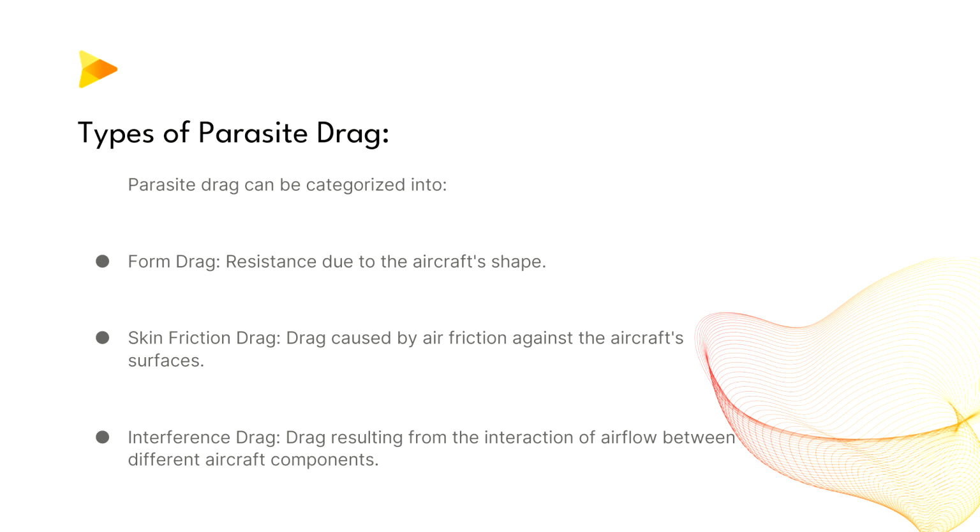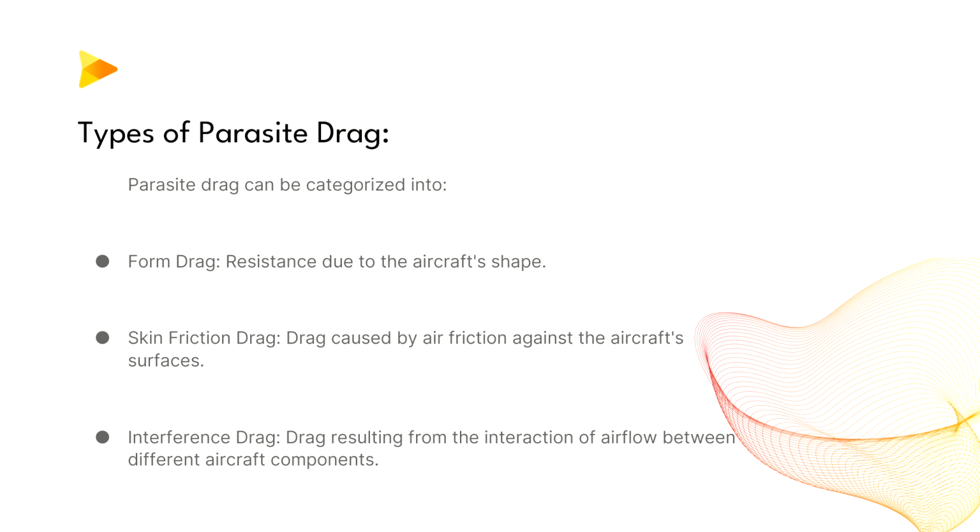So let's proceed to parasite drag. It is the displacement of the air by the aircraft, turbulence generated in the airstream, or a hindrance of air moving over the surface of the aircraft and airfoil. As airspeed increases, parasite drag also increases.